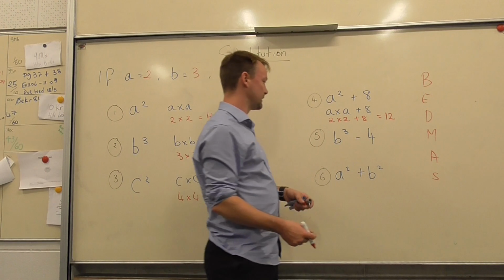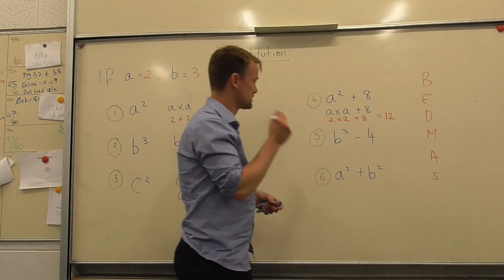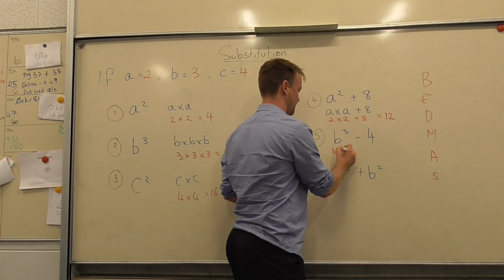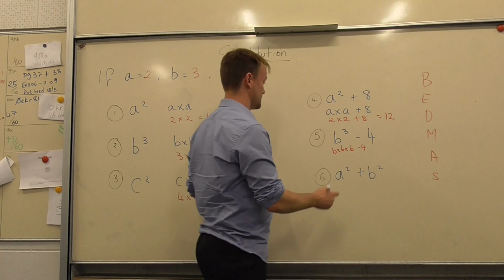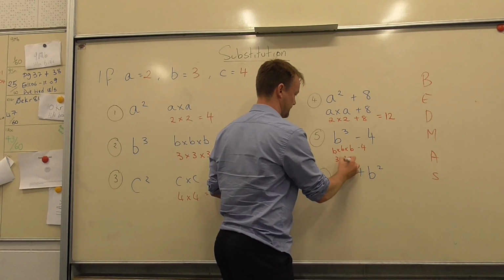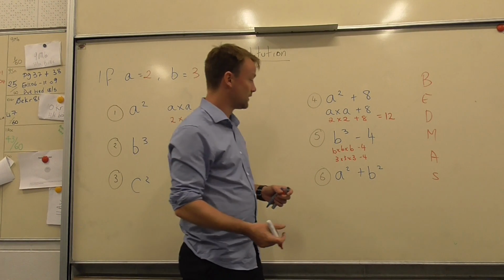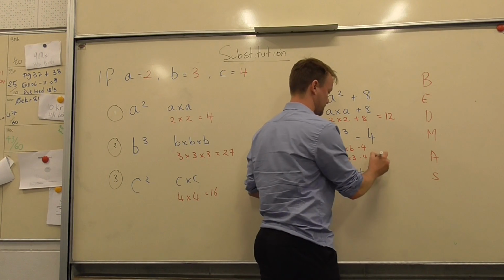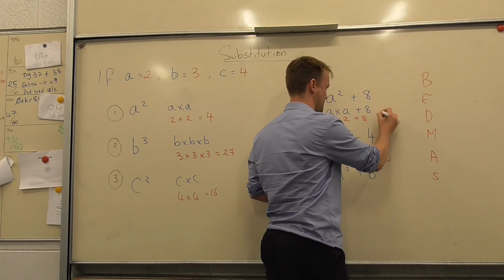Here, this is B to the power of 3, take away 4. So again, I write that out in full, B times B times B, minus 4. And when I substitute in, this becomes 3 times 3 times 3 minus 4. 3 times 3 times 3 is 27, minus 4 is 23. So that's your answer there.